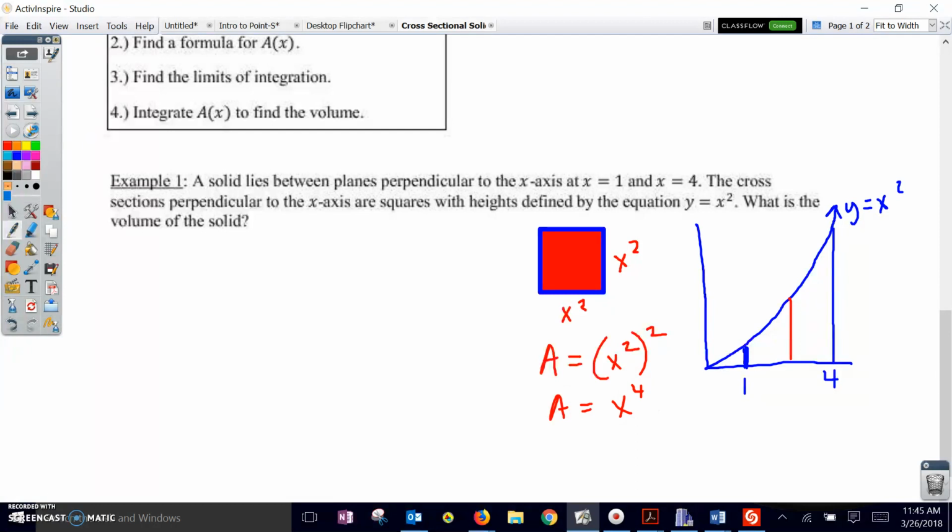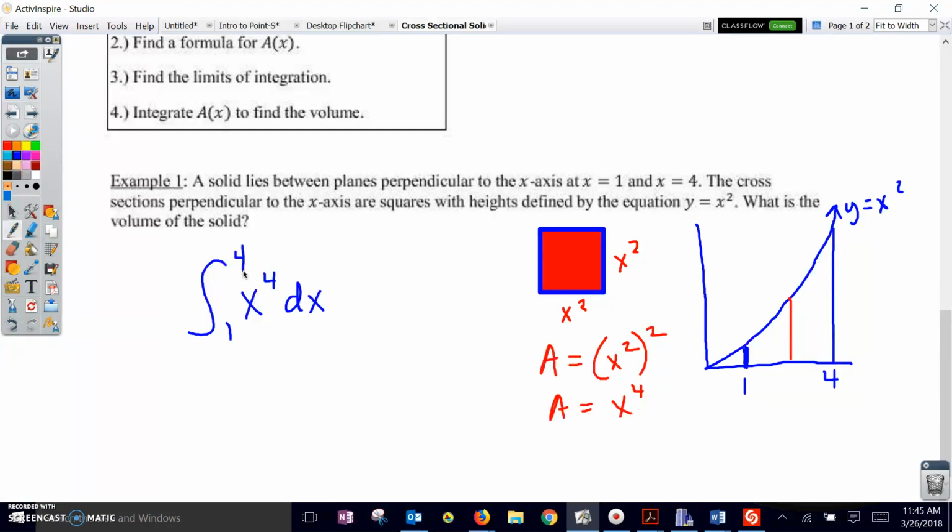And so now in order to find the volume of the solid, we are going to set up an integral where x to the 4th is our integrand. And we need to integrate that from one end to the other of the region. And so we're going to integrate it from x equals 1 to x equals 4, since that's where the solid starts and where the solid ends.